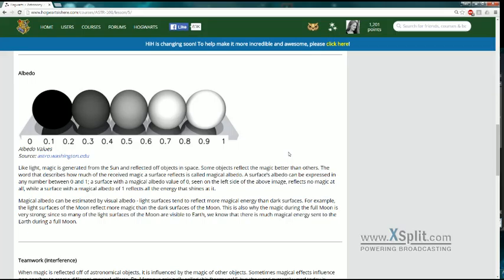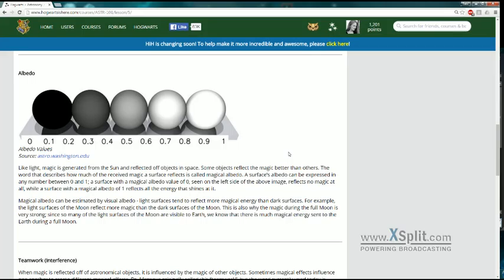A surface with a magical albedo value of 0, seen on the left side of the above image, reflects no magic at all, while a surface with a magical albedo of 1 reflects all the energy that shines at it. Magical albedo can be estimated by visual albedo. Light surfaces tend to reflect more magical energy than dark surfaces. For example, the light surfaces of the moon reflect more magic than the dark surfaces of the moon.